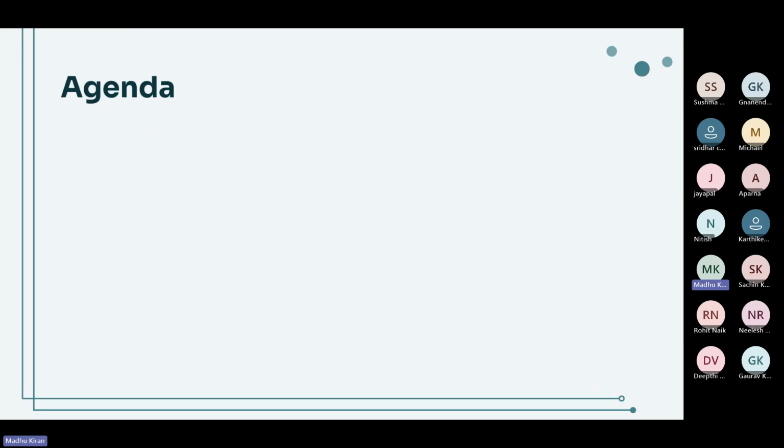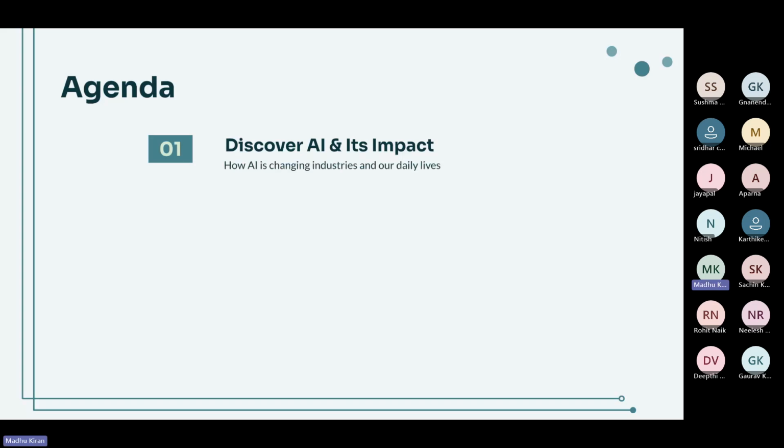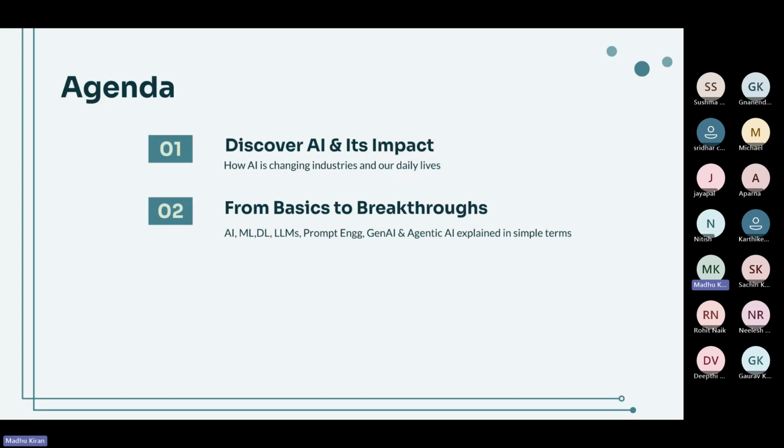So let's start with the agenda for today. First, I'll show you why AI and data science are so important today. You'll get a simple understanding of what they really mean, and then I'll explain the key terms like what exactly AI, machine learning, deep learning, and generative AI are in the simplest way possible, and also the buzzwords like what are LLMs, agentic AI, prompt engineering. And then we'll go with a hands-on experience with a few generative AI tools, which is my favorite part. And if time permits, today we'll see a hands-on experience on a Google Colab notebook.